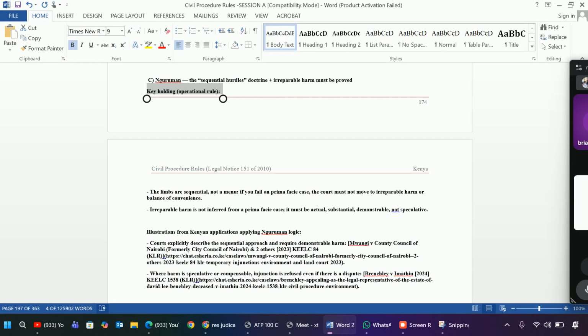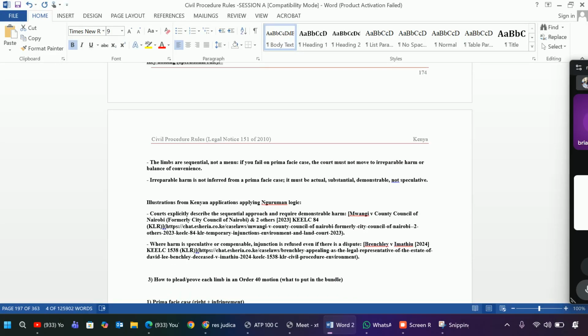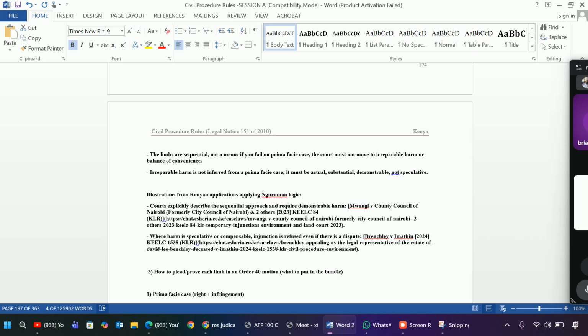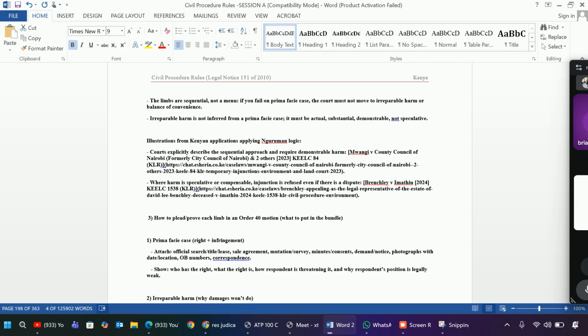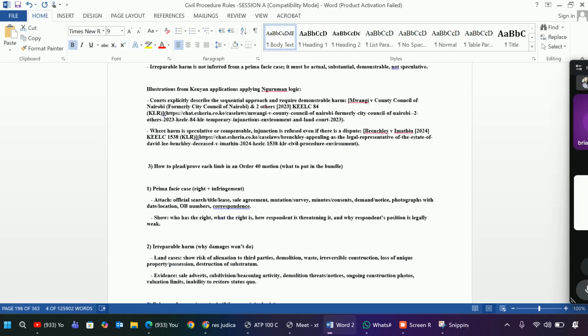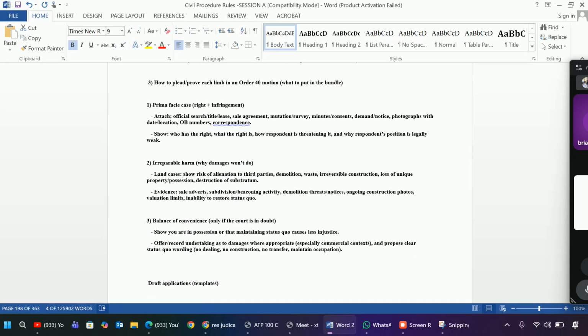Then, Nguruman decision. The limbs are sequential, not a menu. If you fail on prima facie case, the court must not move to irreparable harm or balance of convenience. Irreparable harm is not inferred from a prima facie case. It must be actual, substantial, demonstrable, not speculative. So courts expressly describe the sequential approach and require this demonstrable harm. Where harm is speculative or compensable, injunction is refused even if there is a dispute.